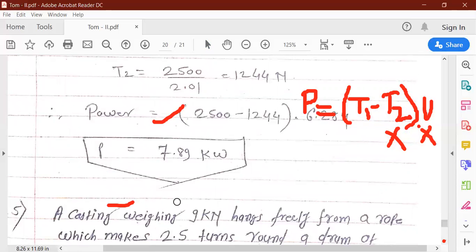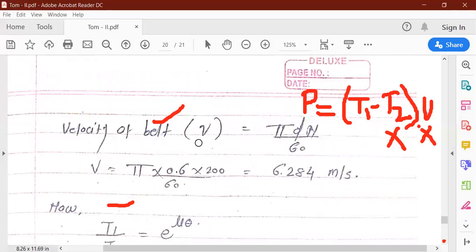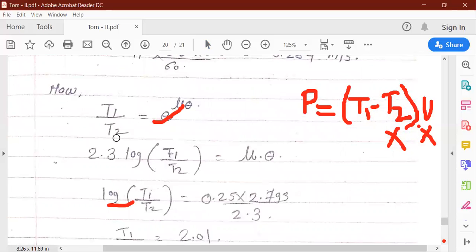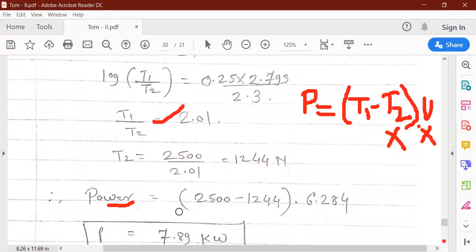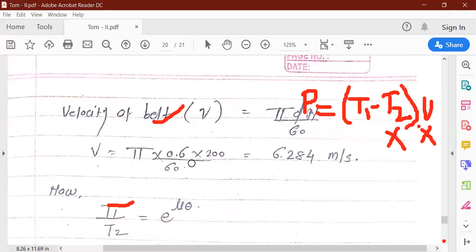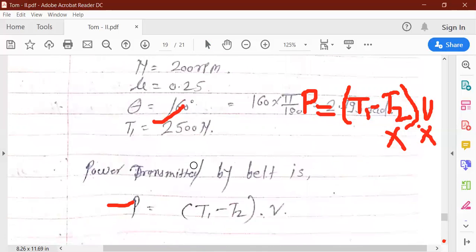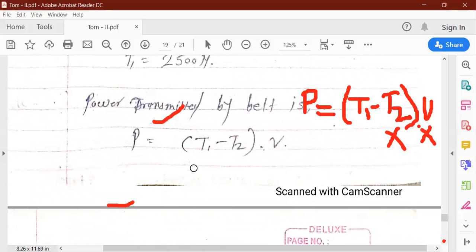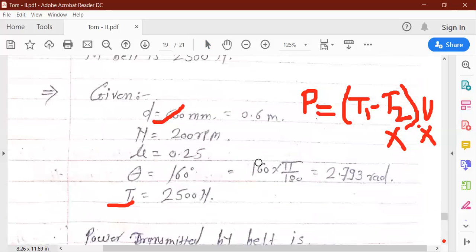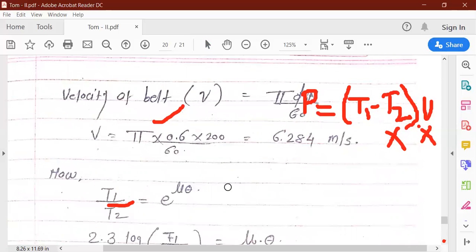Okay, so this is a simple numerical in which, from these two formulas, we find V, then from T1 upon T2 we find T2, and simply by putting in the formula of power we can calculate the power for the given numerical. This is a very simple numerical. Such a simple numerical is never asked directly in your examination, but in next-level numericals, in every step you have to find this power by this formula. So for practice purposes I have considered this here.